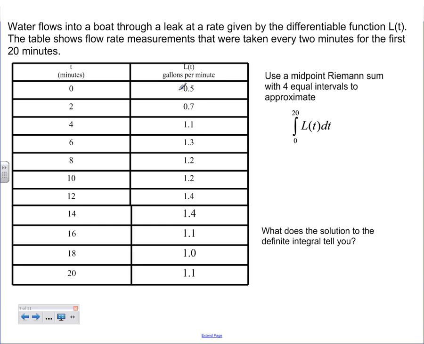Let's work some problems. Water flows into a boat through a leak at a rate given by the differentiable function L of t. We don't know what that equation is, and we don't need to know. The table shows the flow rate measurements that were taken every 2 minutes for the first 20 minutes. What they want us to do is use a midpoint Riemann sum with 4 equal subintervals to approximate the integral of this, from 0 to 20.